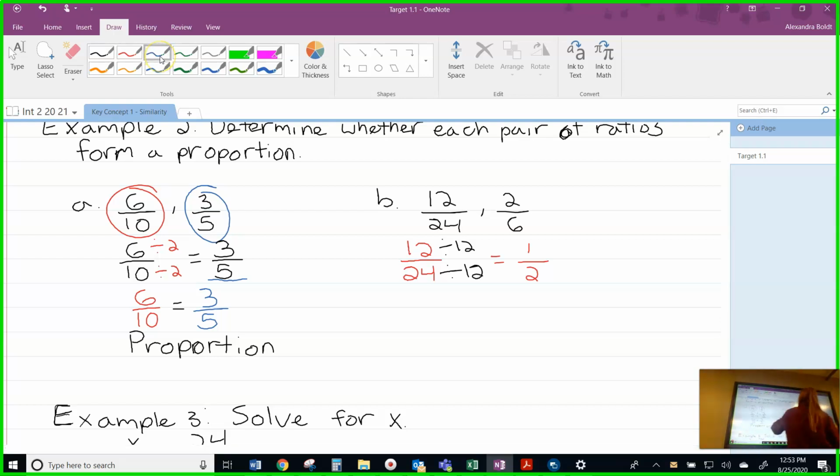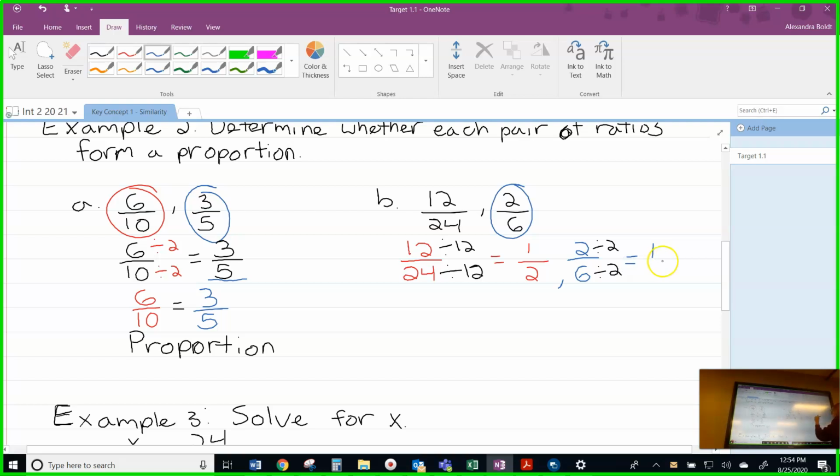I'm going to do the same thing with our 2/6. Both of these are divisible by 2. 2 divided by 2 is 1. 6 divided by 2 is 3. Okay? So I have 1/2 and 1/3. Those are not the same fraction.